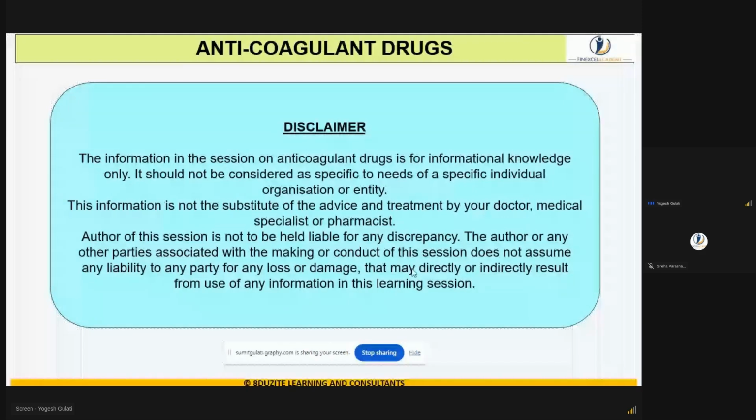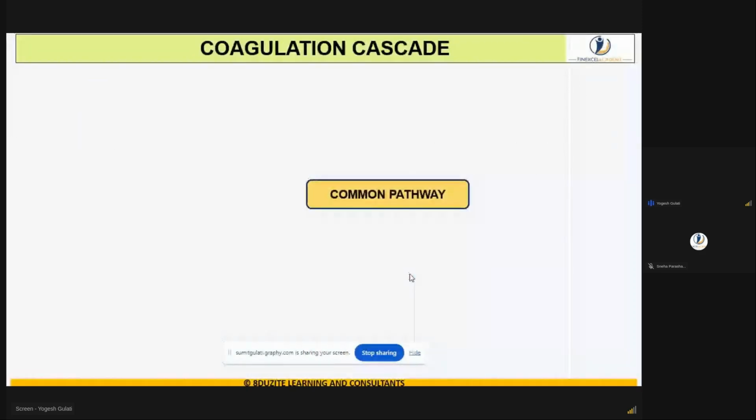So I'll move ahead. Before moving to the class of anticoagulant drugs, I will brief upon the coagulation pathway. This is very important because there are three pathways and different factors involved, and the drugs act on those particular factors. So we'll just take a short glimpse of two minutes of what the coagulation pathway is.